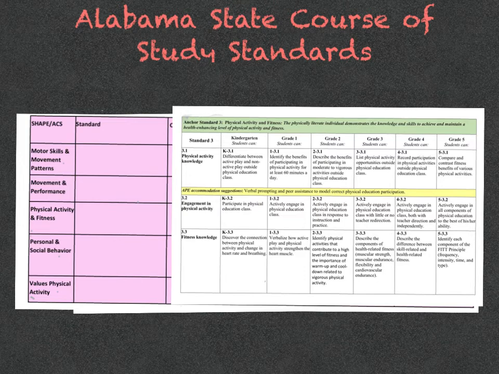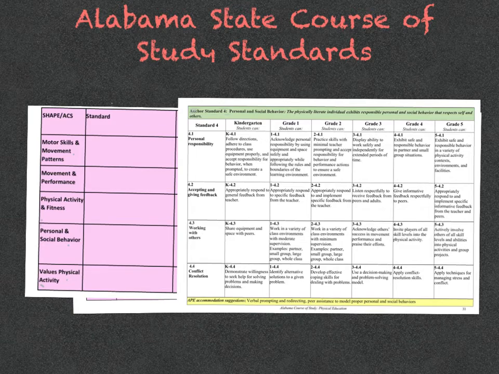Moving on to Anchor Standard 3, which is physical activity and fitness. On this one, I've pulled this up, Anchor Standard 3. And you are going to look under first grade and try to figure out what best fits what you are teaching. So at this point, I think we just want engagement in physical education or activity. So we want them to actively engage in a PE class. So we're going to copy and paste 1-3.2 and put it right here.